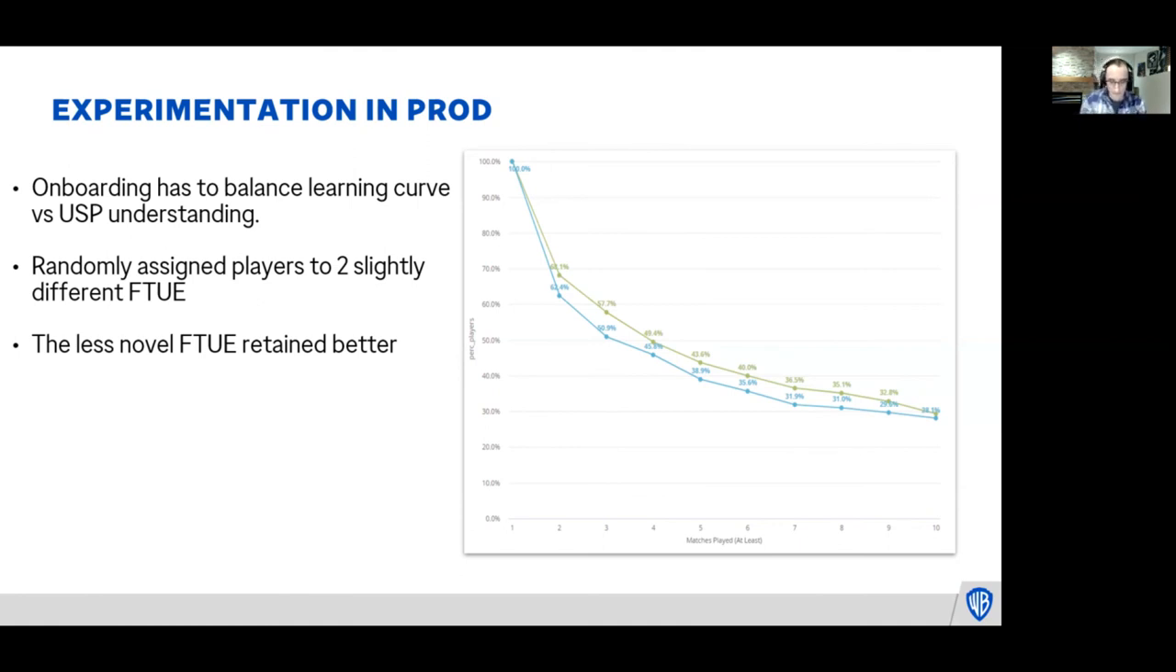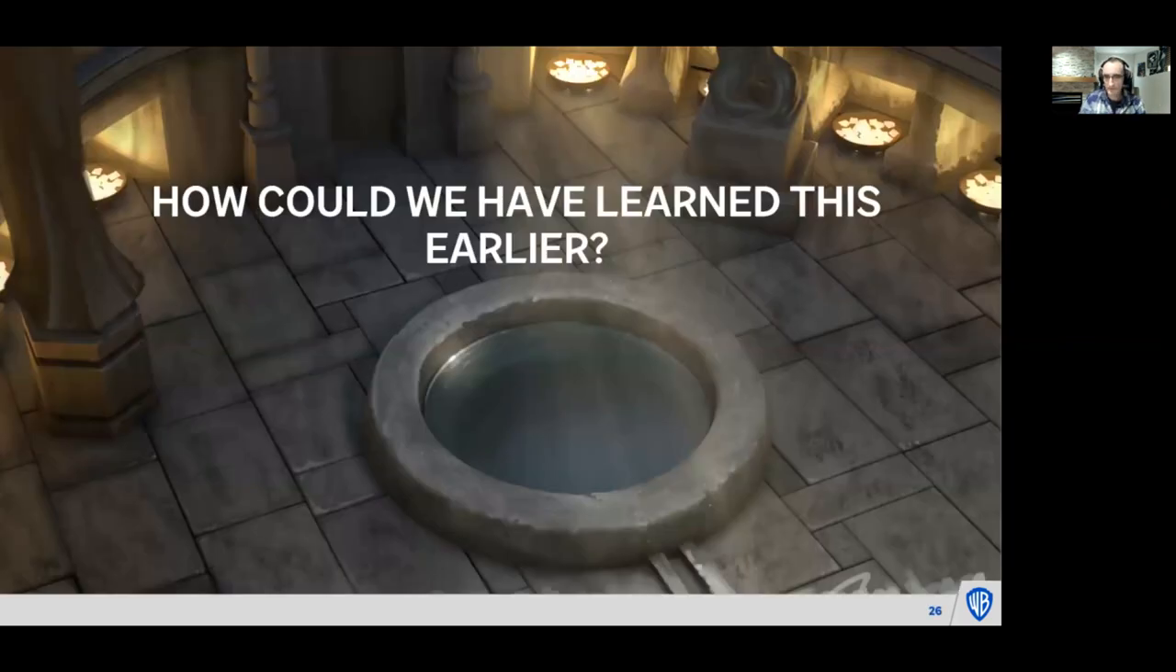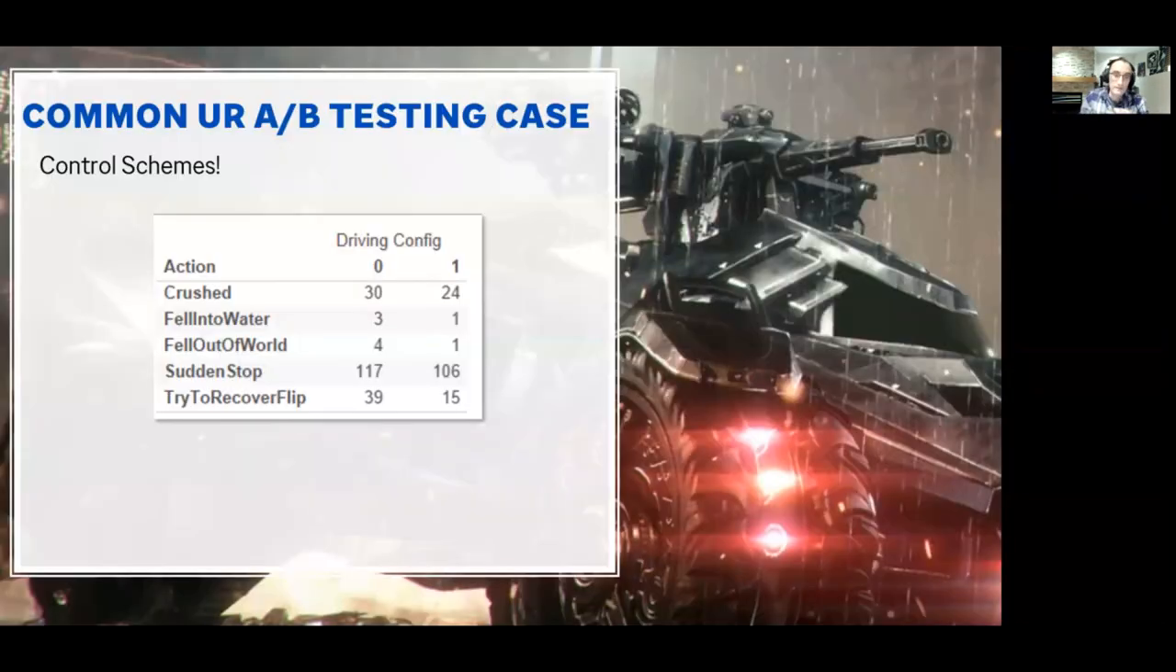So we're like, okay, great. Now, could we have known this earlier? Could we have figured this out a little bit earlier, and gone out of the gate, launched the game with this knowledge and with already the right tutorial chosen? Well, yeah, probably. We thought about doing A/B testing of that sort in a user research scenario, and we realized that we kind of already do that sometimes. And there's a specific use case where we do it a lot, almost every game. So control schemes, you might be familiar with this. In Arkham Knight, there were many different configurations for driving the Batmobile.